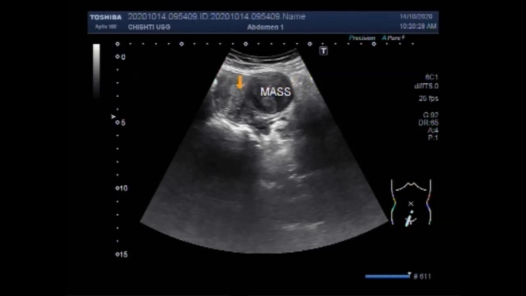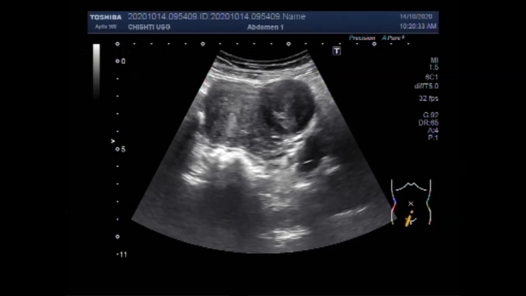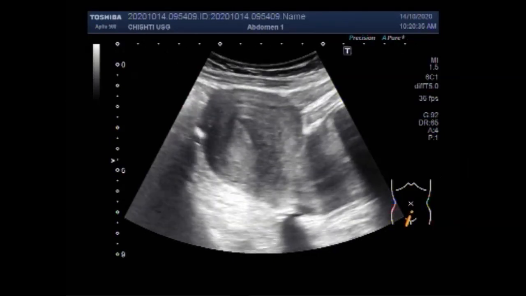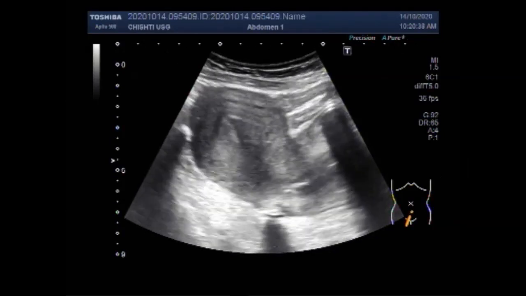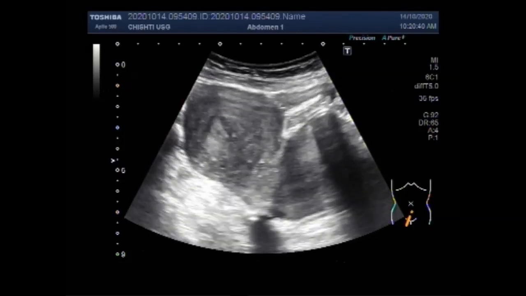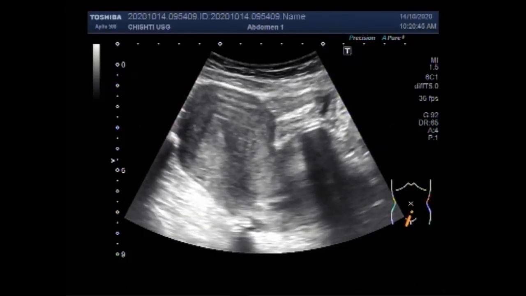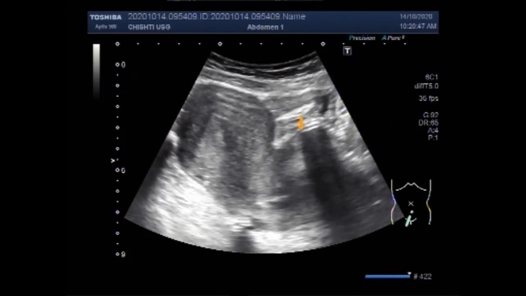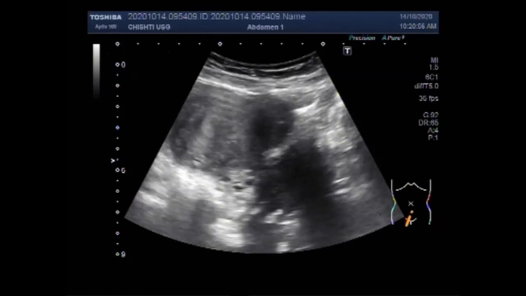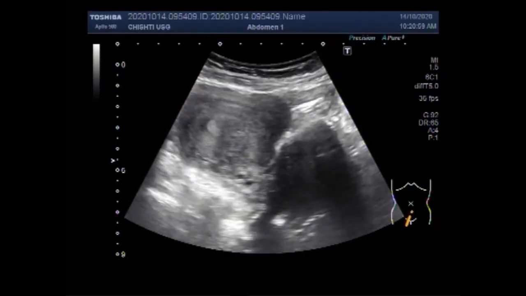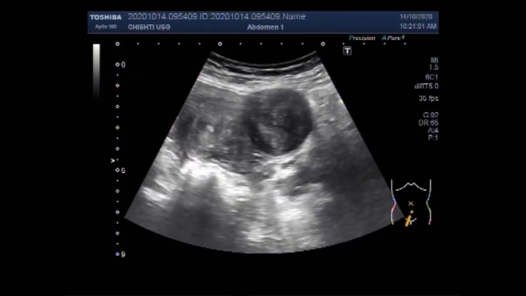Again, you can see the large semi-solid to solid mass, round to oval in shape, and it has homogeneous echogenicity. Again, you can see the shadowing in the cervical region, the cervix of the uterus. This is caused by a pessary inserted by a gynecologist, which is causing a shadowing. Again, now you can see the uterine mass.